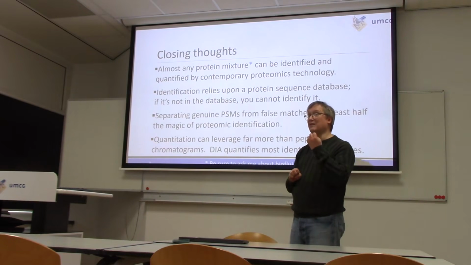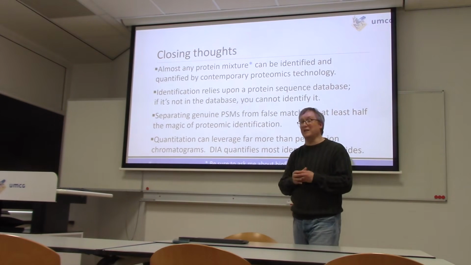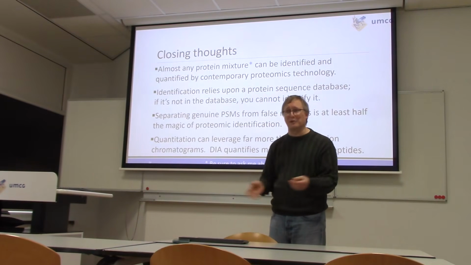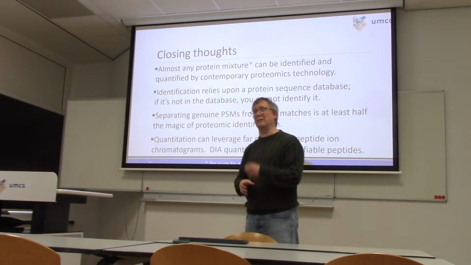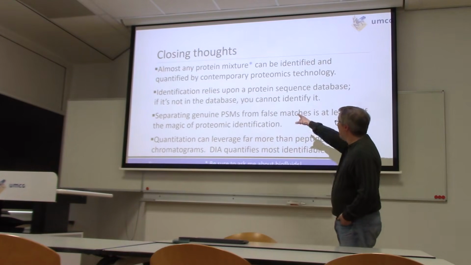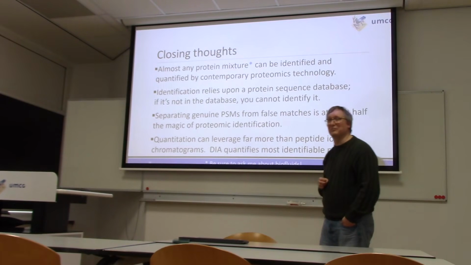Proteomics has become very, very good at sensitivity. Despite the fact that we're not able to rely on something like PCR, we don't have the ability to photocopy our proteins, but we can still detect them at pretty good sensitivity now in complex samples. Identification relies upon a protein sequence database. If it's not in the database, you cannot identify it.